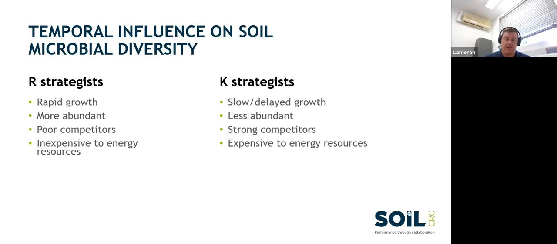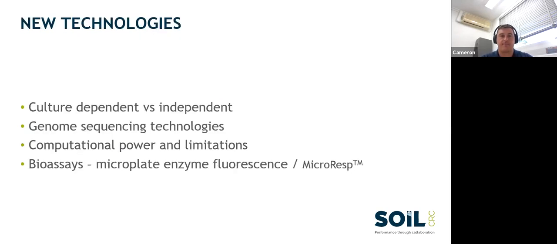K strategists, again, are your longer developing microbes. They take a while. They're very good at competing because they will utilize the smallest amounts of nutrients to reproduce and do their function. There are not as many of them because they're so efficient at their job. However, they do tend to take up more nutrients for their sustained life. Because they live for longer amounts of time, they tend to be more expensive to keep going; you need to put in more nutrients.